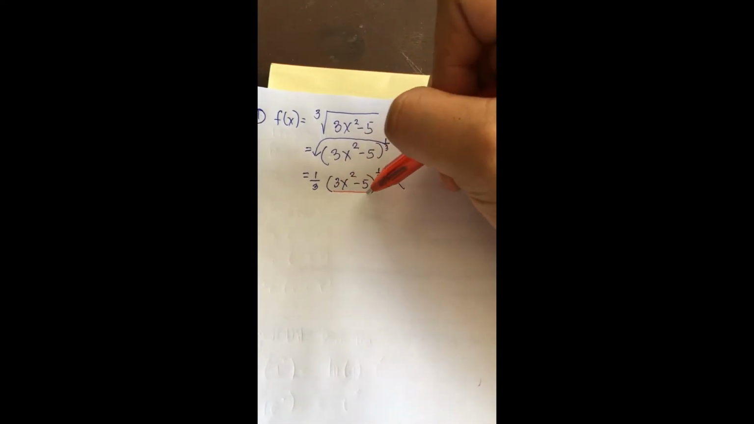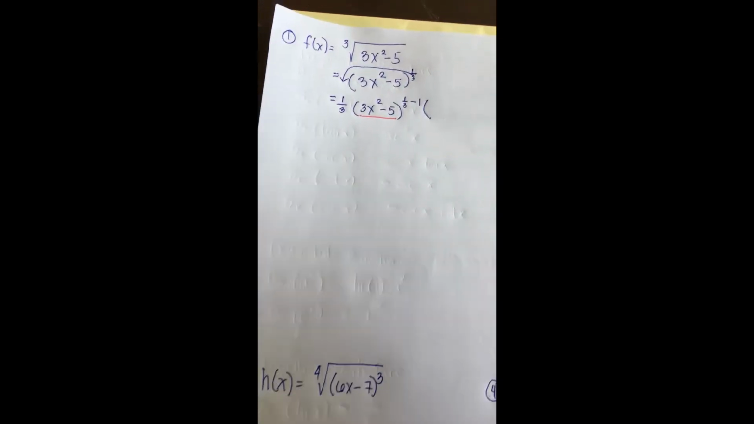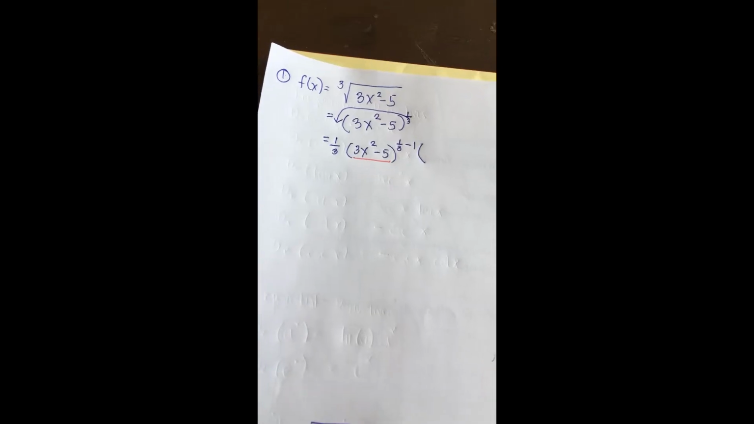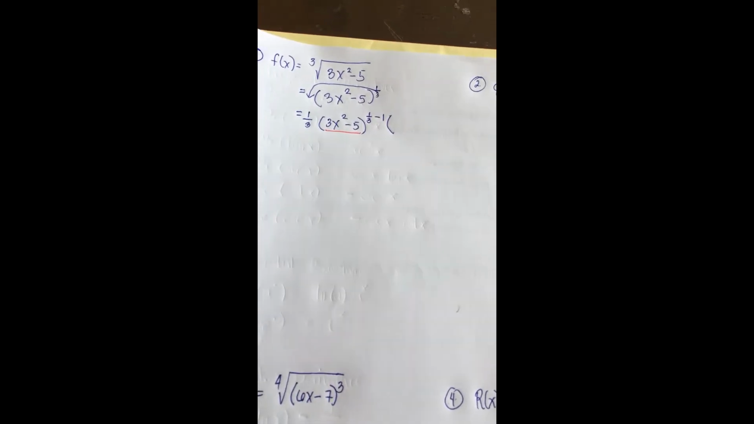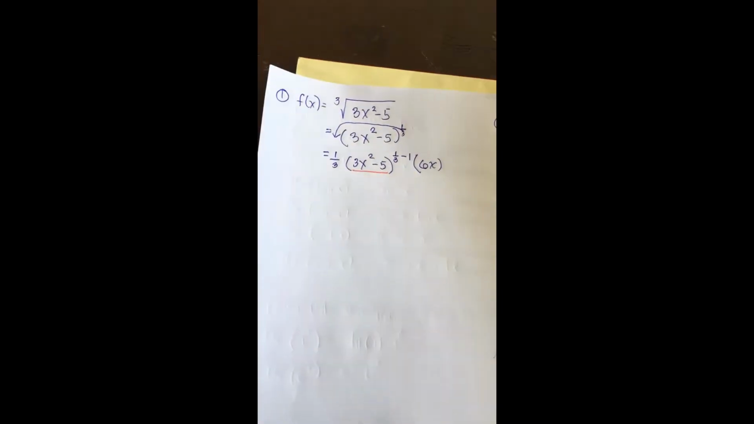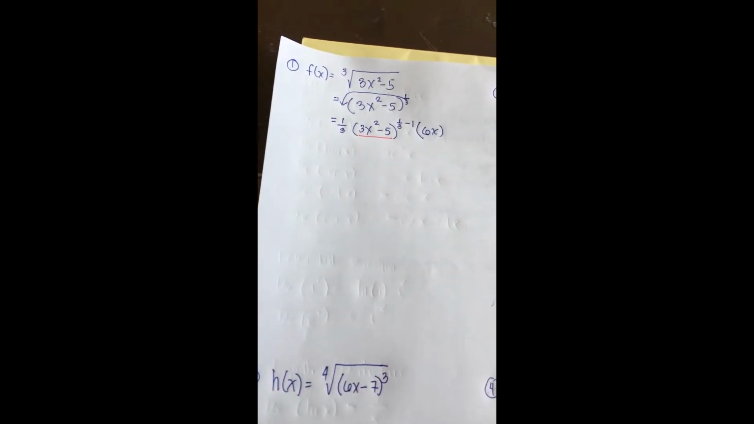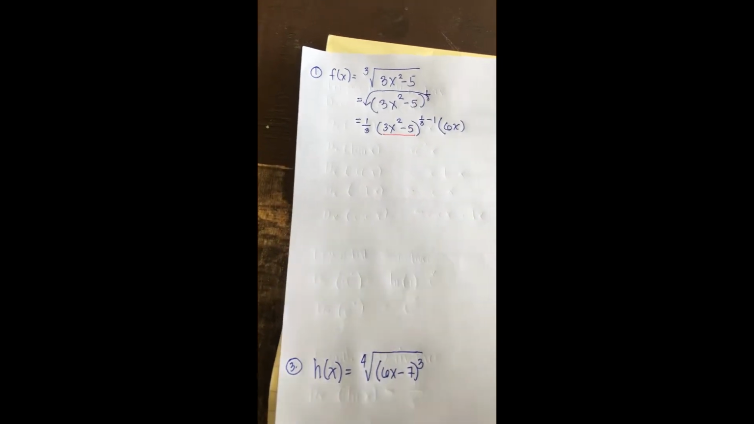Of course, after applying the power rule, we don't stop. We are going to find the derivative of the base. Our base is 3x squared minus 5. After applying the power rule, you are going to get the derivative of the expression inside, the 3x squared minus 5. And the derivative of 3x squared minus 5 is 6x. Okay? Now, after this, you are going to multiply 1/3 and 6x.